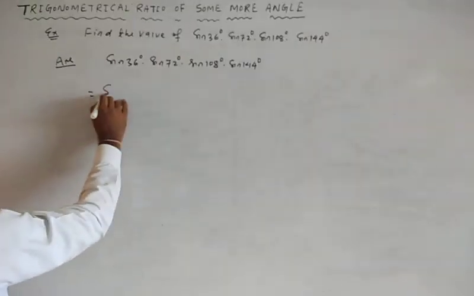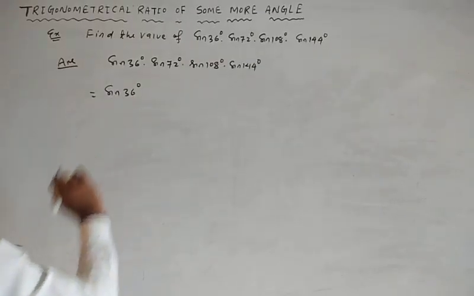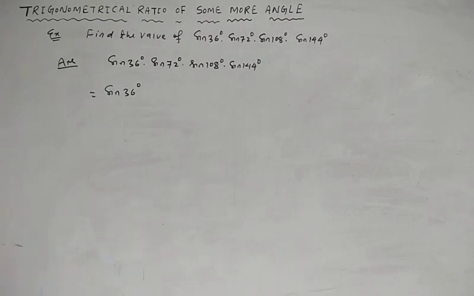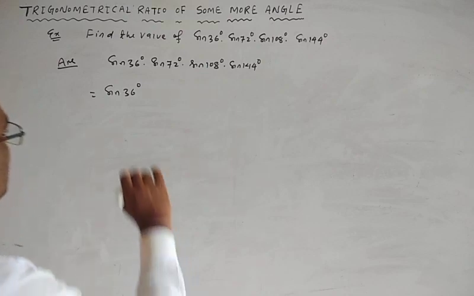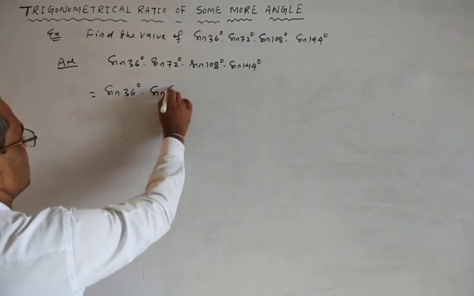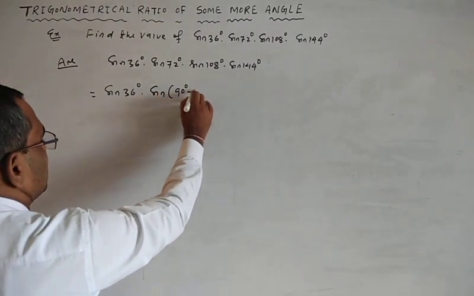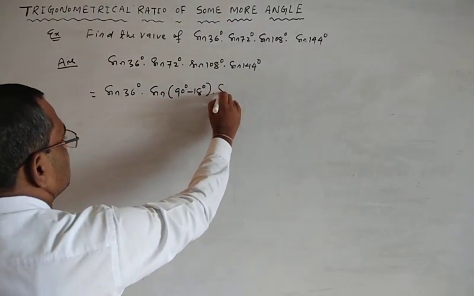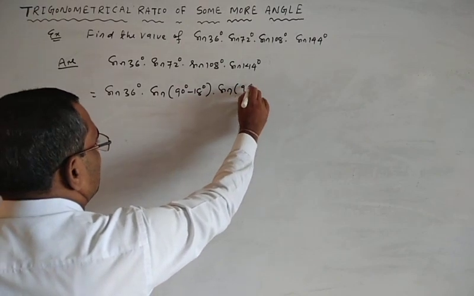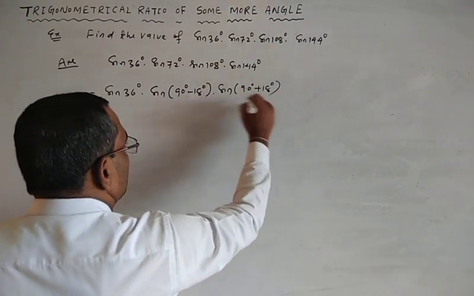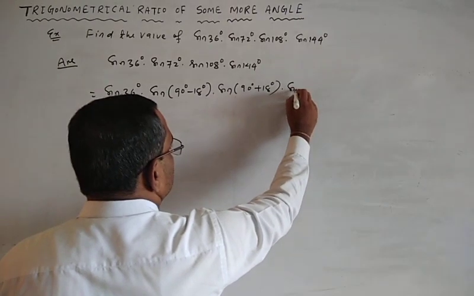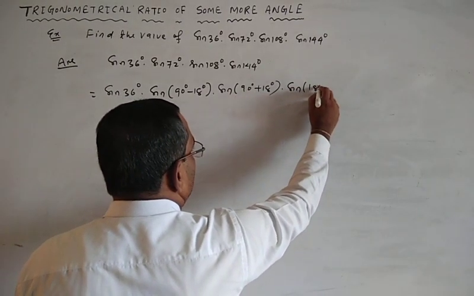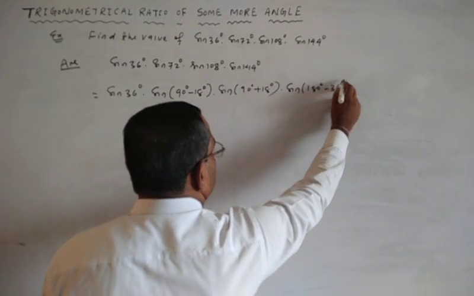Okay, answer. So sin 36 degree into sin 72 degree into sin 108 degree into sin 144 degree is equal to sin 36 degree. You know the value of sin 36 degree, it is root of 10 minus 2 root 5 by 4. And sin 72 means you have to write 90 minus 18 degree. Sin 108 means 90 plus 18. And sin 144 means sin of what? 180 degree minus 36 degree.